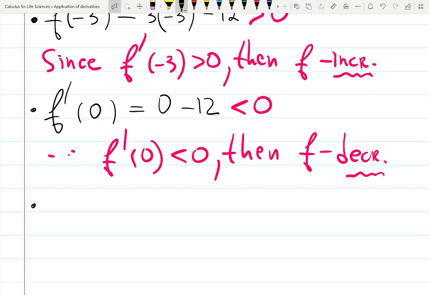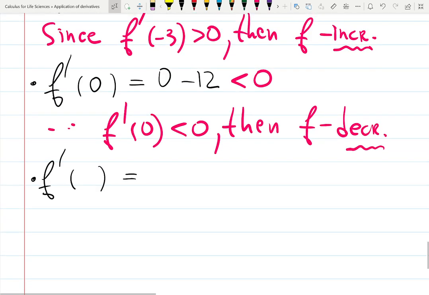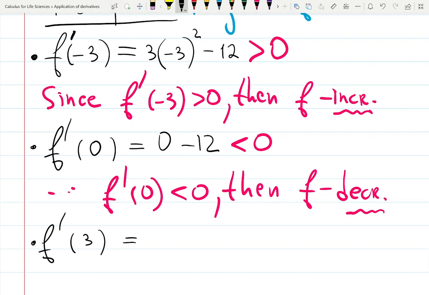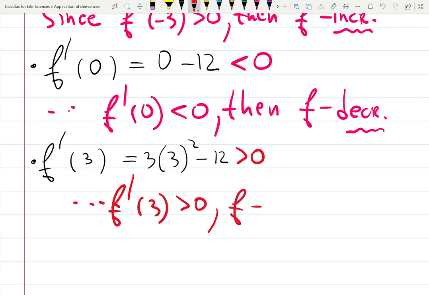Let's check the last one. F prime of... The last interval is from 2 to plus infinity. Choose a test point. I would choose 3, but 10 is also good. I like the idea of 3 because since it's squared, the answer will be the same. 3 squared minus 12, we already know it is positive. But I usually actually choose 10 and minus 10. I like this a lot. Positive, and so on. The derivative at 3 is positive. Then f is increasing.